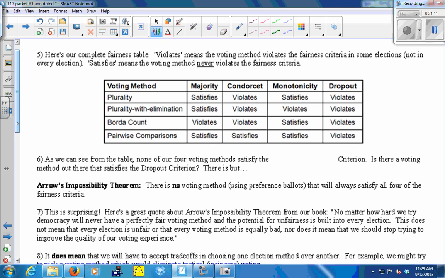So here's our complete fairness table. In general, violates means that the method violates the fairness criteria sometimes. It's possible to rig an election where it violates the fairness criteria. And satisfies means that the voting method never violates the fairness criteria. Always satisfies it. Okay, so as we can see from this table, none of the 4 voting methods satisfy which of the criteria? Dropout, yeah.